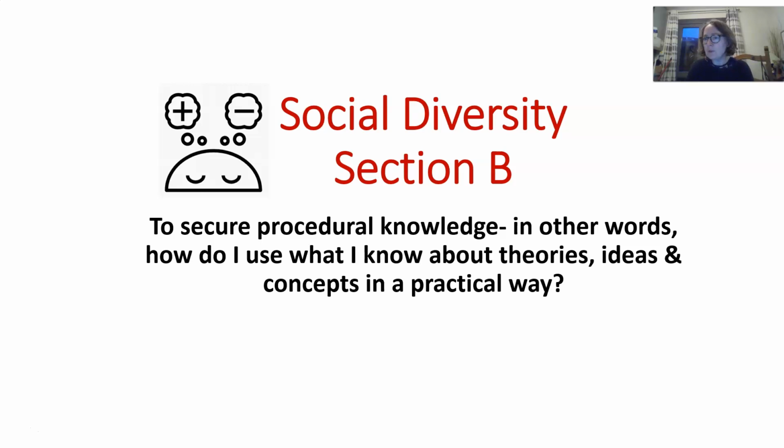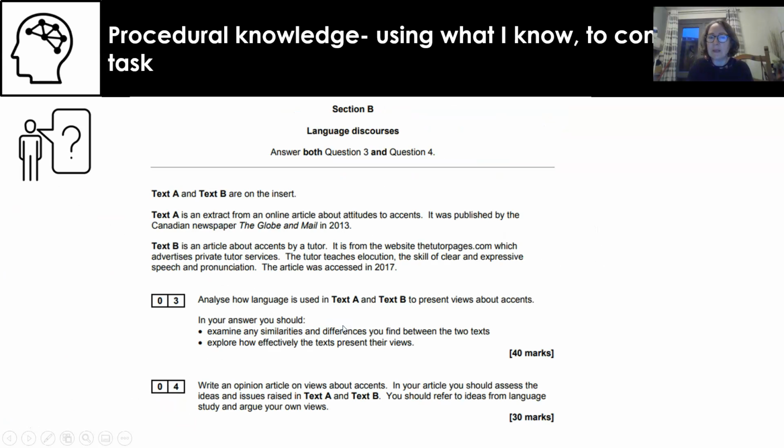So we're just going to come back very quickly in a full circle to where we started at the beginning of this lockdown. You have just completed and handed in to me a question 3, an analysis of how language is used in these two texts from the past paper. So it's going to be a natural process that we're going to go into a question 4.